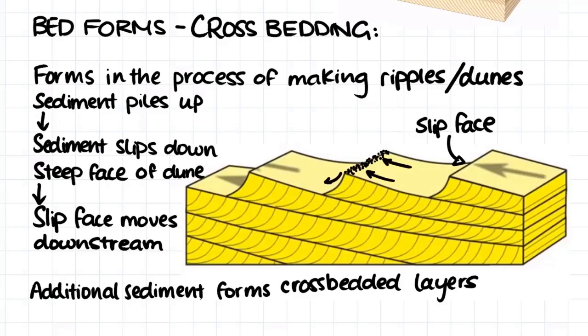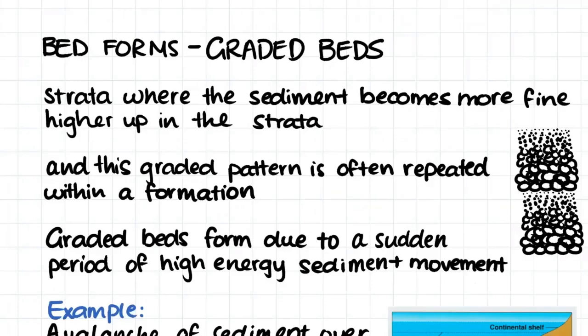Crossbedding forms because we have a pile-up of sediment along the top of the slip face. This pile-up is being pushed towards the edge of the slip face and soon will slip down the face. This slip face will then slowly move downstream as more and more sediment comes along. Any additional sediment will continue to form cross-bedded layers in the environment where ripples and dunes are being formed.